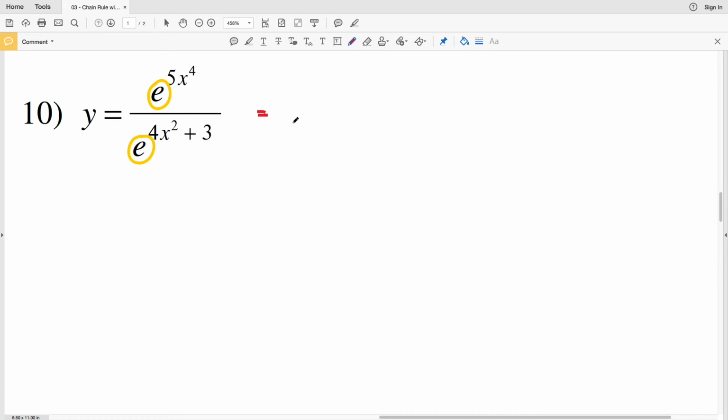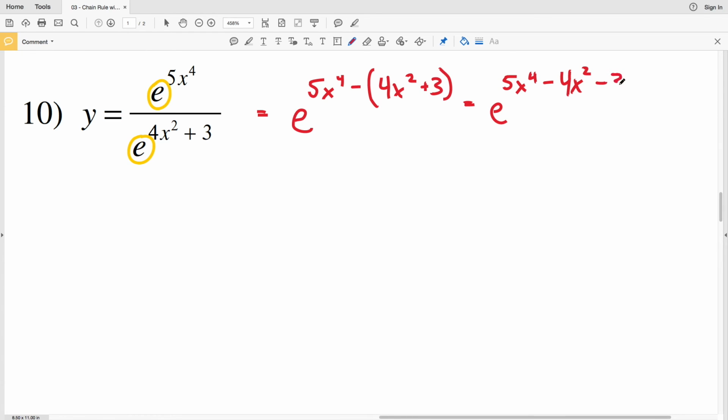So I'm rewriting y as y equals e to the 5x to the 4th minus, so 5x to the 4th minus the exponent of my denominator, 4x squared plus 3. So that's going to be e to the 5x to the 4th minus 4x squared minus 3. Because we're subtracting that entire quantity, so we're subtracting 4x squared and we're subtracting 3.